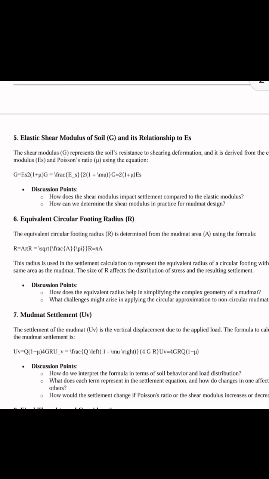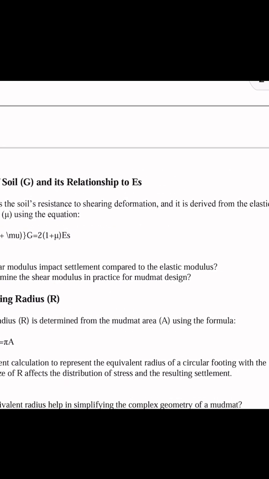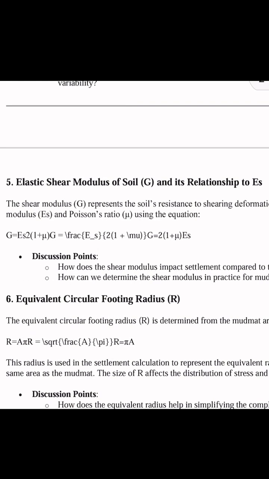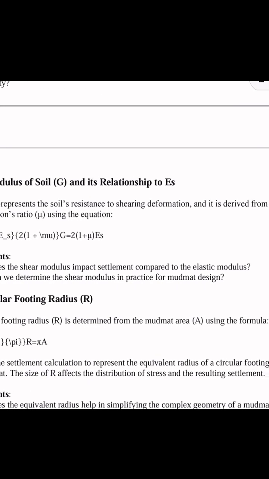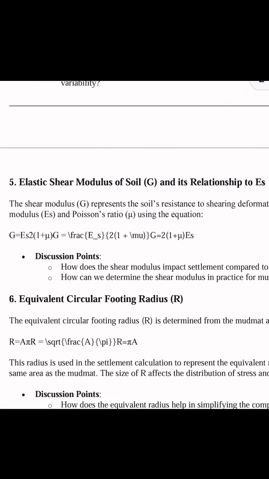And elastic modulus and shear modulus. Elastic shear modulus and its relationship to the ES. Shear modulus represents the soil resistance to shearing deformation, and it is derived from the elastic modulus and Poisson ratio. So it's a resistance to shearing deformation. How does the shear modulus impact the settlement compared to the elastic modulus, and how can we determine the shear modulus in practice for Mudmat design?